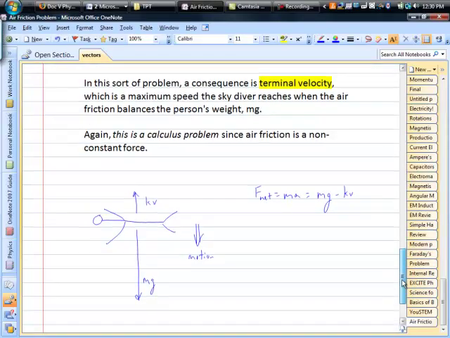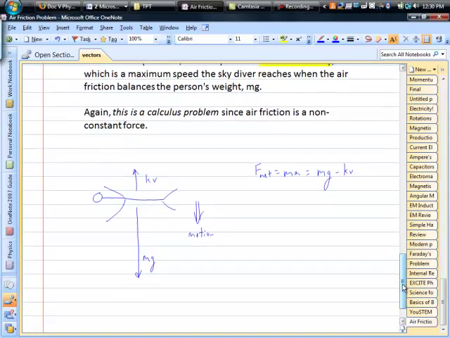And in the case of a skydiver, this is what Newton's second law gives us. We have gravity pulling you down in the direction of motion. Air friction is resisting the motion. That's why we have that minus sign there, negative kV. And that's the equation that we get.